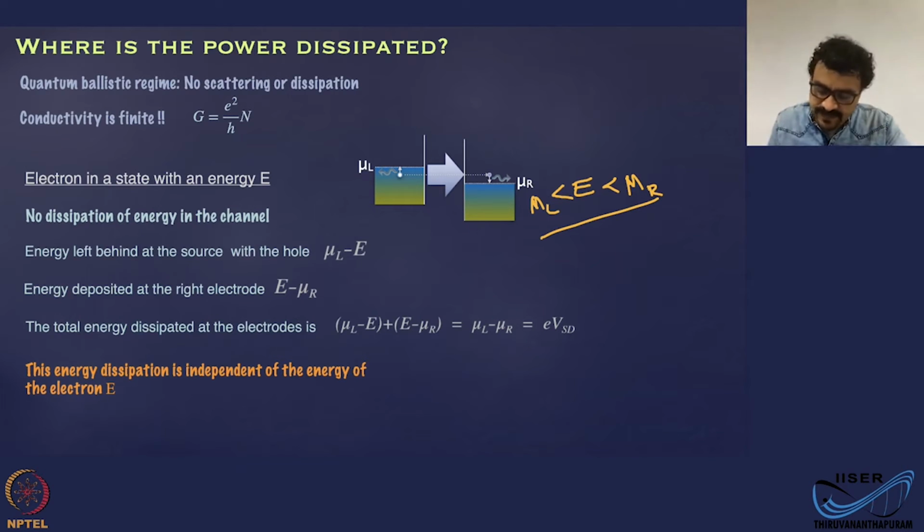So consider the energy left behind at the source side by the hole which is left behind with the electron. When the electron moves from the source side to the drain side, it is going to leave a vacancy there, a hole, and the energy left behind is μL minus E, because for the hole, the lowest energy is actually the top, or the μL level. The lowest energy for an electron is in the opposite direction, the bottom of the band. For the hole, it's the top of the band.